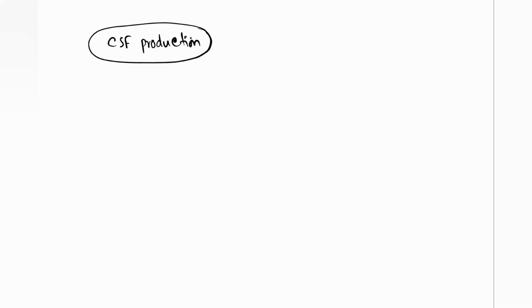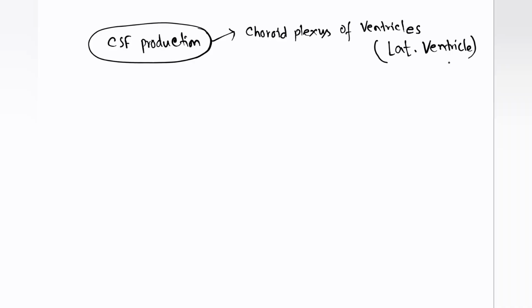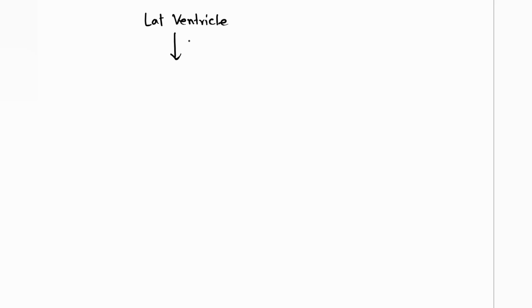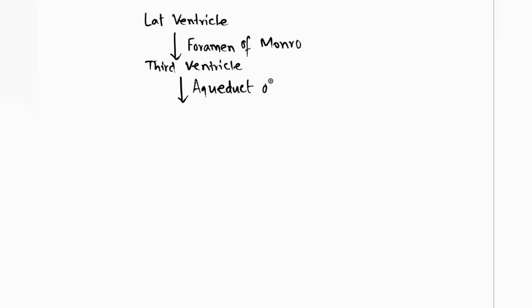In summary, the CSF is produced by the choroid plexus of the ventricles, mainly the lateral ventricles, but some amount is produced by the third and fourth ventricles as well. Some amount of the CSF is also produced by the ependymal cell linings of the ventricles and the perivascular space. The CSF produced at the lateral ventricle comes to the third ventricle via the foramen of Monro, where some CSF produced at the third ventricle gets added. So the total CSF from the lateral ventricles and some amount from the third ventricle comes to the fourth ventricle via the aqueduct of Sylvius.